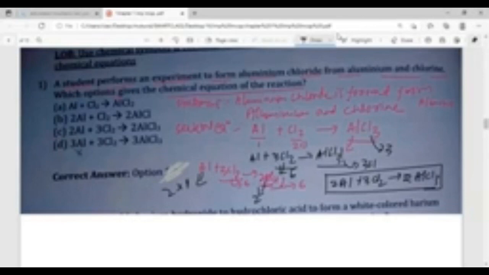No, 3 Al, no. 2 Al, 3 Cl2, yes, this is correct. This is wrong and this is wrong. So option C is correct, and we can say that option C is the correct option. So this is how, my dear students, we understand the balancing of a chemical equation and we can find out the correct option.